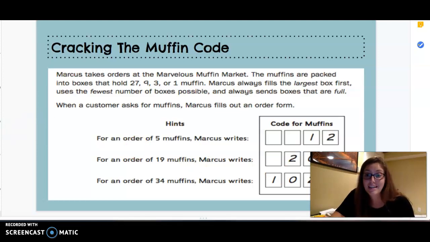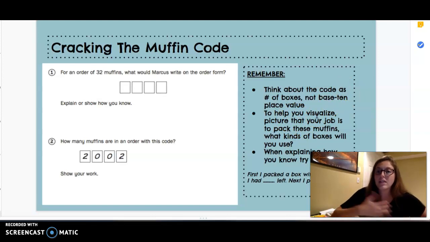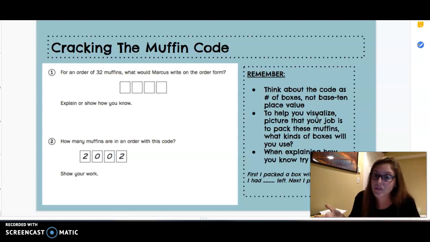Your job today is to figure out what this code is that Marcus is using to fill out his orders for these muffins. You're going to need to show your work today. So I want you to remember, think about codes as number of boxes, not as base 10. It's not always going to be as simple as it seems. To help you visualize, I want you to picture that your job is to pack these muffins, just like we thought about Bob actually packing these boxes with his bagels.